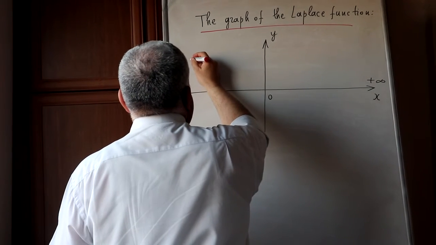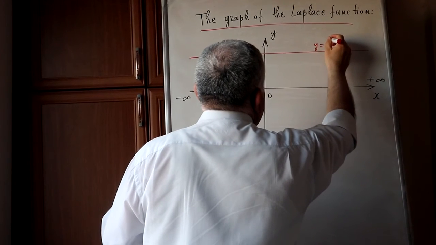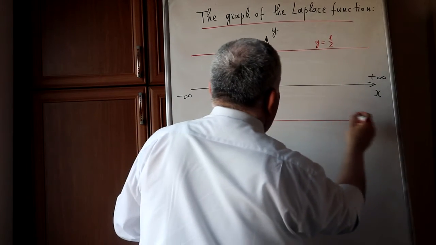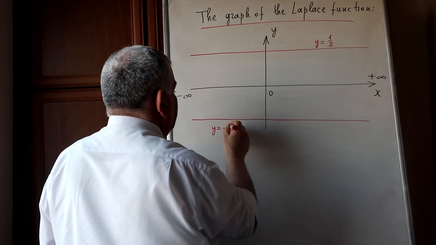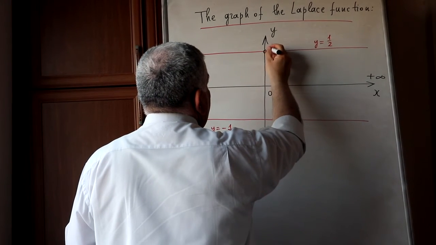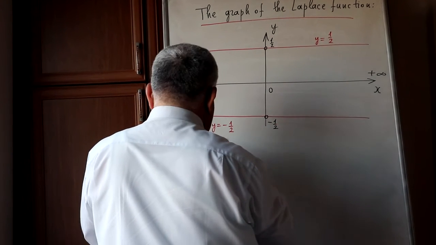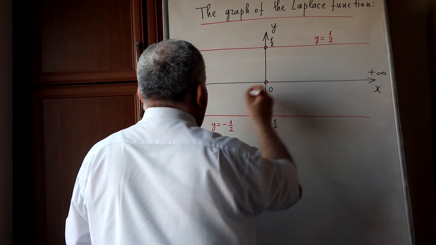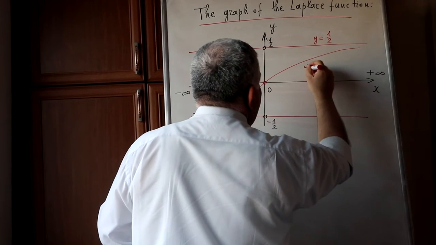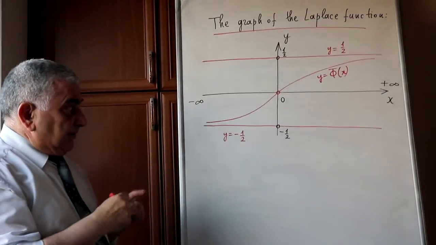We have two horizontal asymptotes. One of them is y equals 1 second, and another horizontal asymptote is y equals minus 1 second. Y equals phi bar of x. It is the graph of the Laplace function. Then continue.